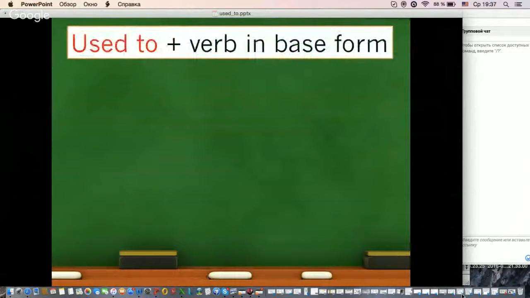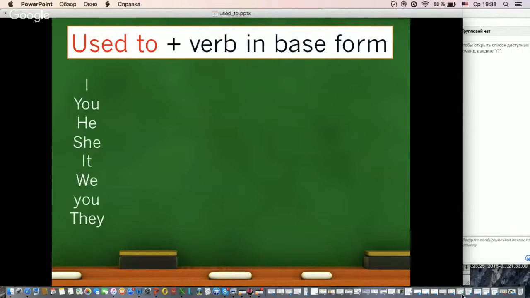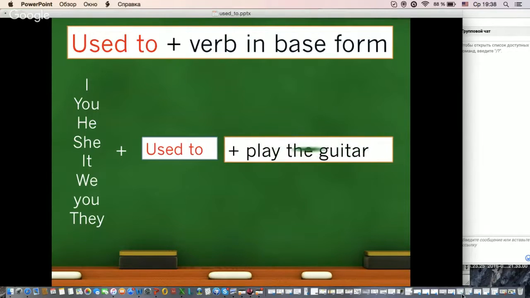Alright, so just in a nutshell, how should we build the used to construction? First of all, of course, we need used to. And after that, we need the verb in base form. For example, I used to play the guitar.